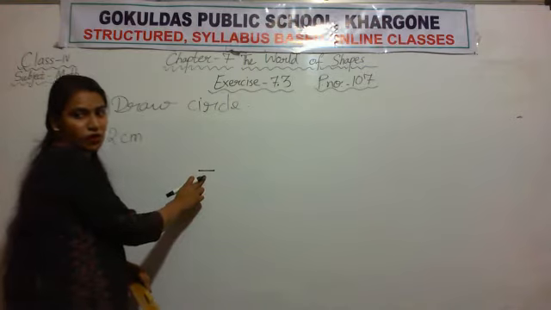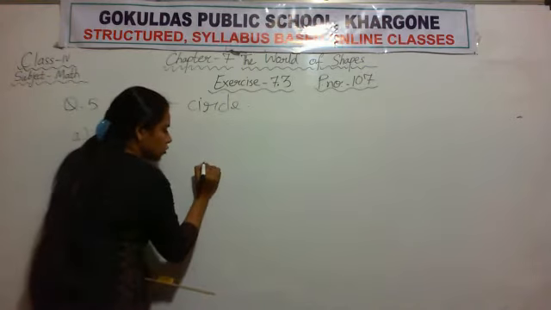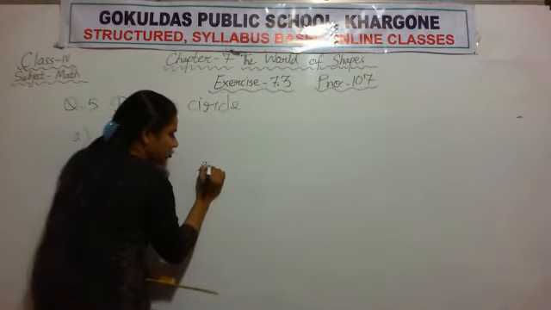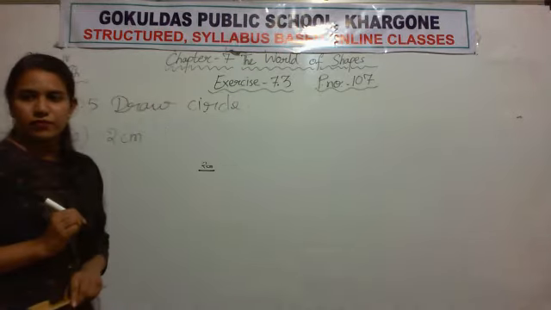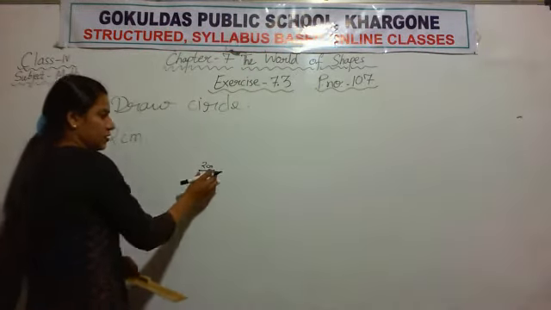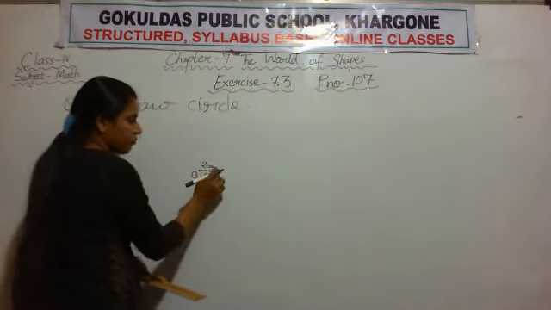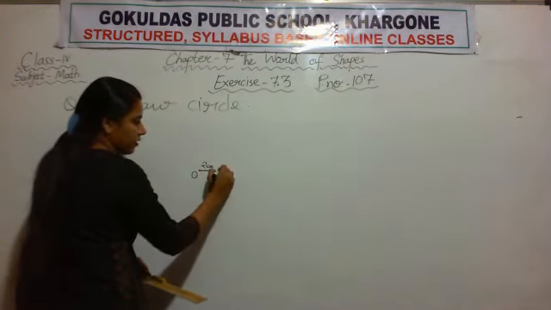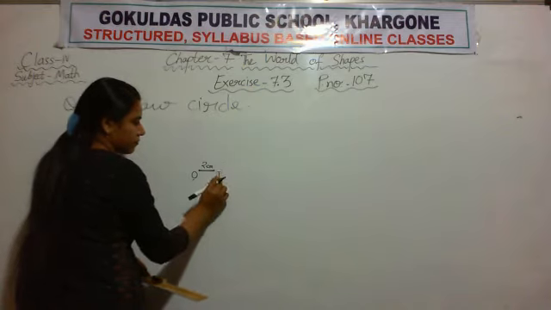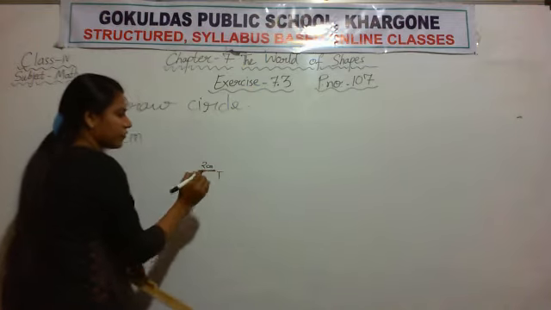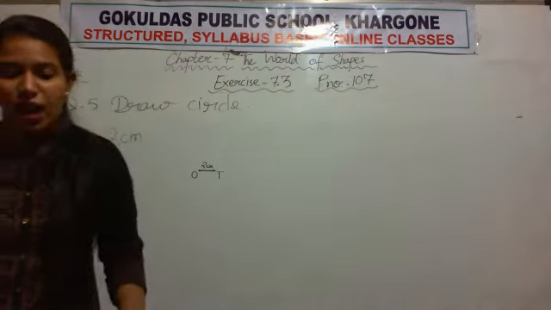How many centimeters is it? It is 2 centimeter. So by using a pencil, write 2 centimeter on it. Give names to both the points. Give the name O to one point and the other name to the other point. We have given names to both the points.